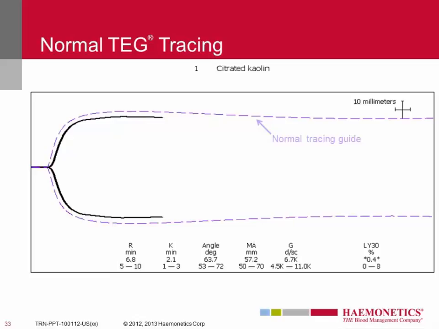And then LY30. So on this specific patient, it's normal. His R time is 6.8. You can see the range down here. His K, which is the clot kinetics, is 2.1. His angle is 63, which is a reflection of the fibrinogen contribution. And then his MA is 57, which is platelet. G is 6.7, and his LY30 is essentially 0.